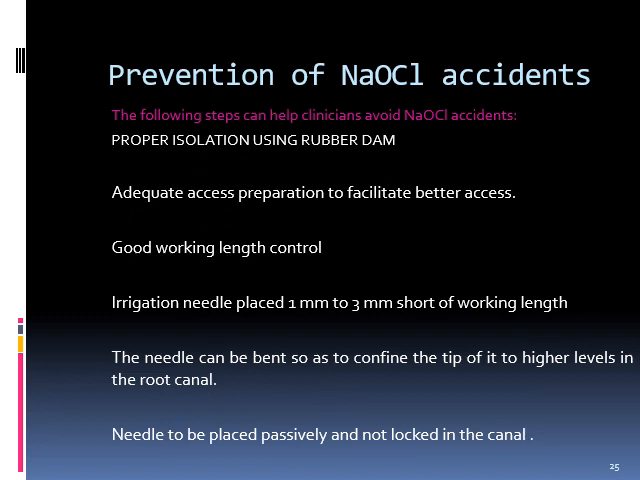As we see, prevention is better than cure. So, it is better to prevent the sodium hypochlorite accident than to treat it. There are various steps to prevent them. First is proper isolation using a rubber dam, adequate access preparation to facilitate better access, good working length control, and the irrigation needle placed 1 to 3 millimeters short of the working length. The needle can be bent so as to confine its tip to higher levels in the root canal. Needles should be placed passively and not locked in the canal.